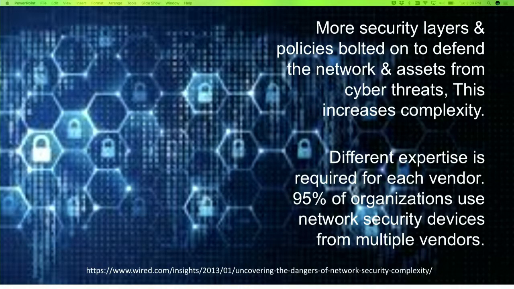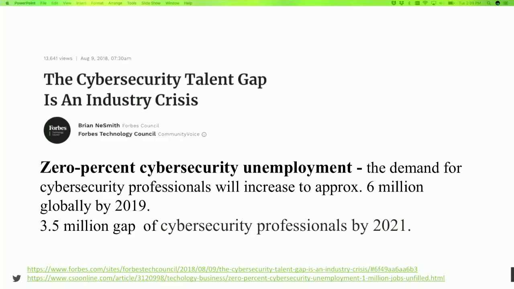So there's more security layers and policies that require expertise, and the complexity of cybersecurity is resulting in an industry crisis. There is 0% unemployment right now in cybersecurity. And Symantec expects the demand for cybersecurity experts to be at 6 million this year. And there's another study that shows that by 2021, we're going to have a 3.5 million person skill set gap for security.